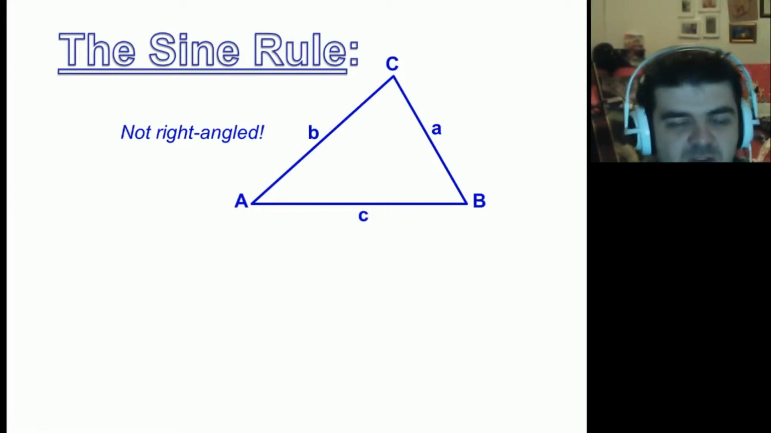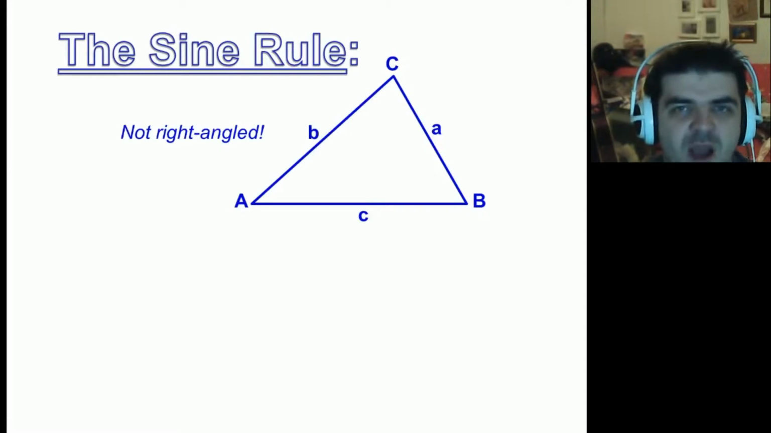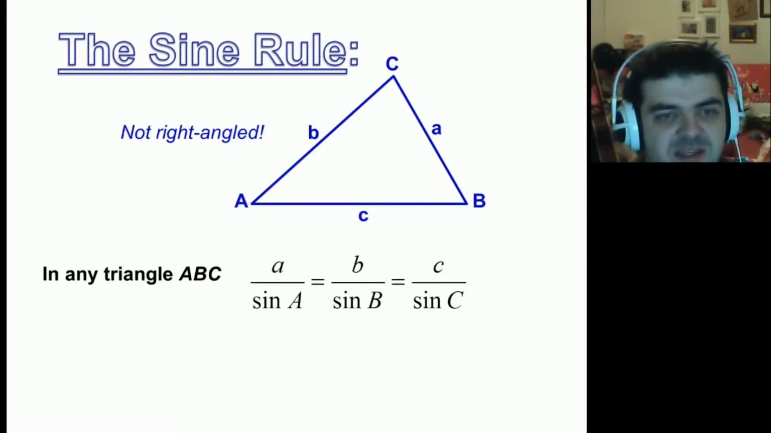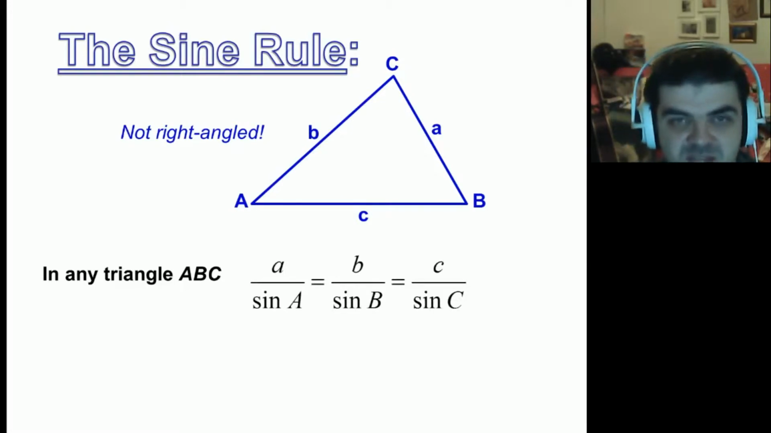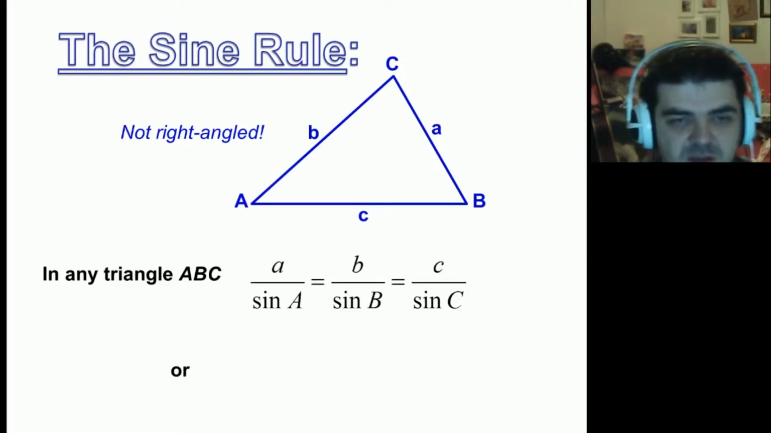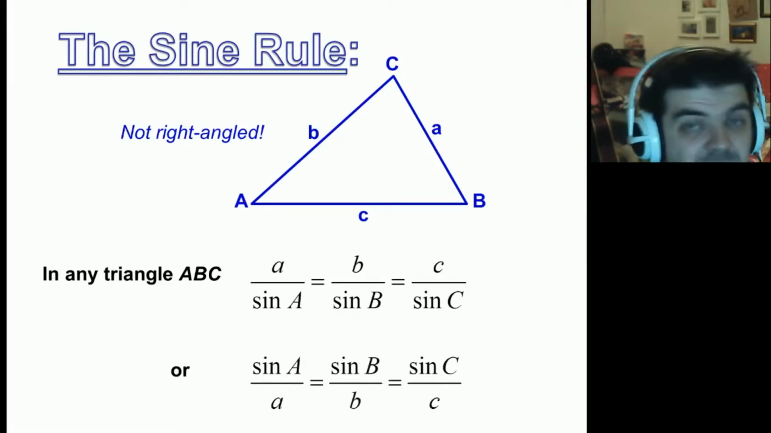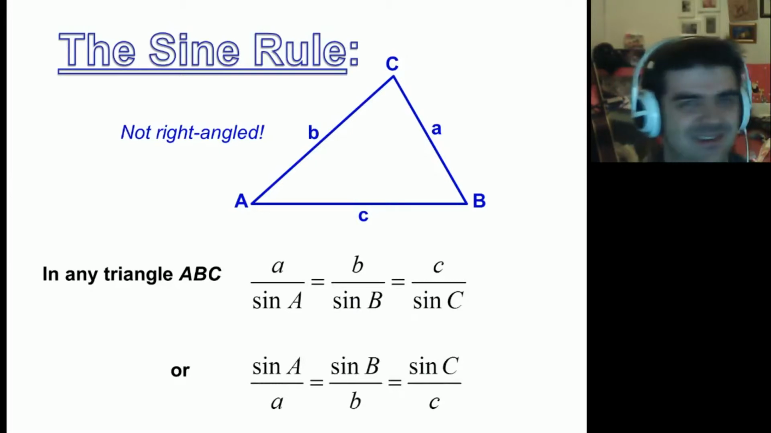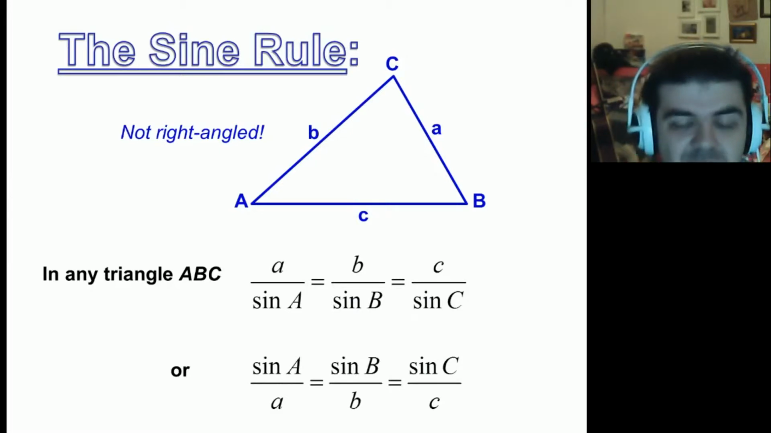Once we get those done, then we just look at the formula. In any triangle ABC, a over sine A equals b over sine B equals c over sine C. It can also be used the other way up: sine A over a, or sine B over b, or sine C over c. Now you're probably thinking this is weird, because there are two equal signs here, and you never see that. Well, as we will see, when we come to use it, we'll see how the two equal signs come into play.